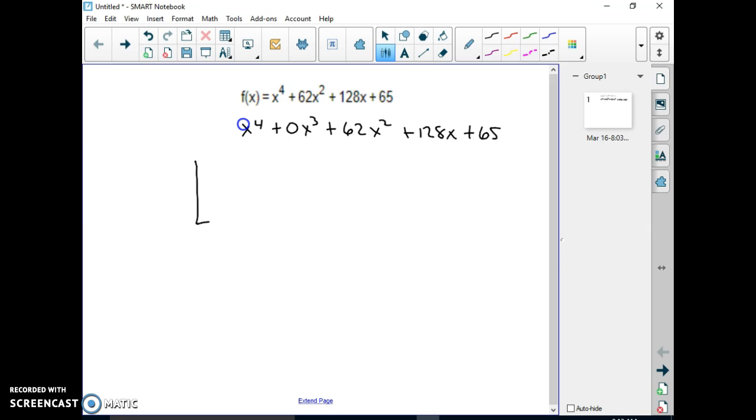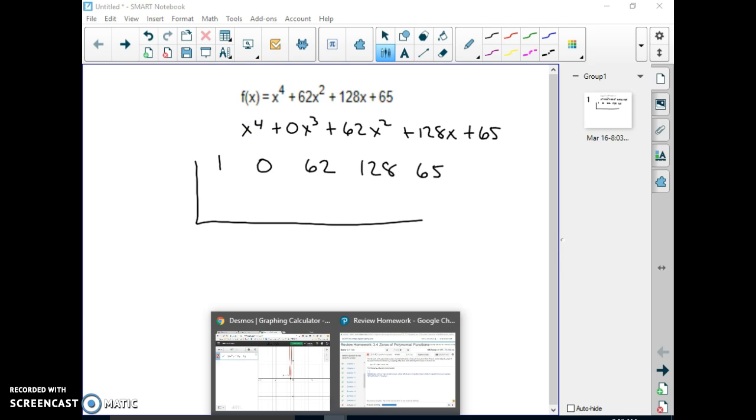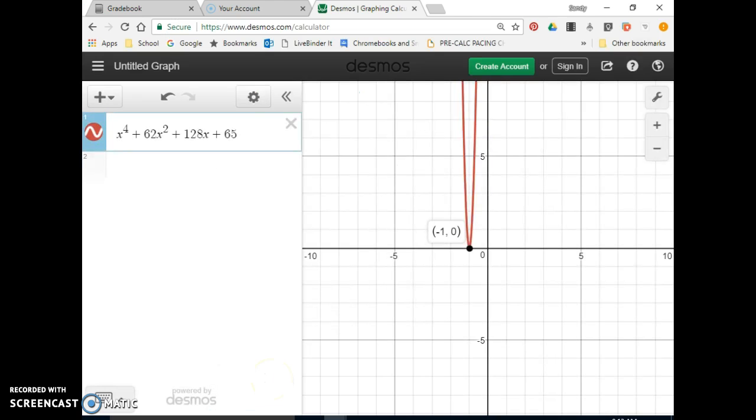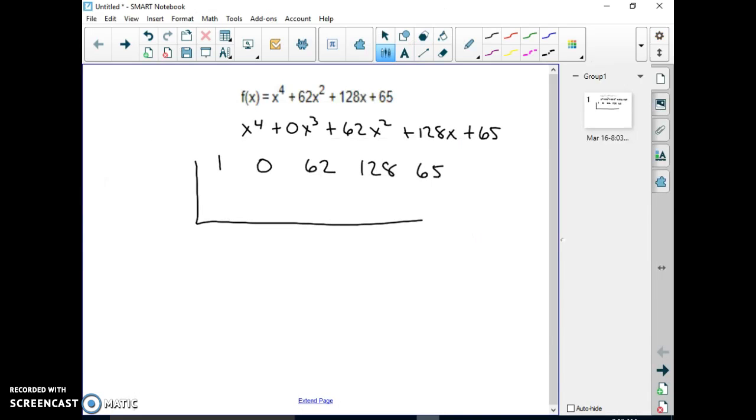So in my synthetic division, when I break down my coefficients here, it's a 1, it's a 0, it's a 62, 128, and positive 65. And you have to fill that missing spot in with a 0. If you do not fill that missing spot in, you will get it wrong. So on my graph, remember it touched the x-axis at -1. So that's what my first 0 is that I'm going to plug in here.